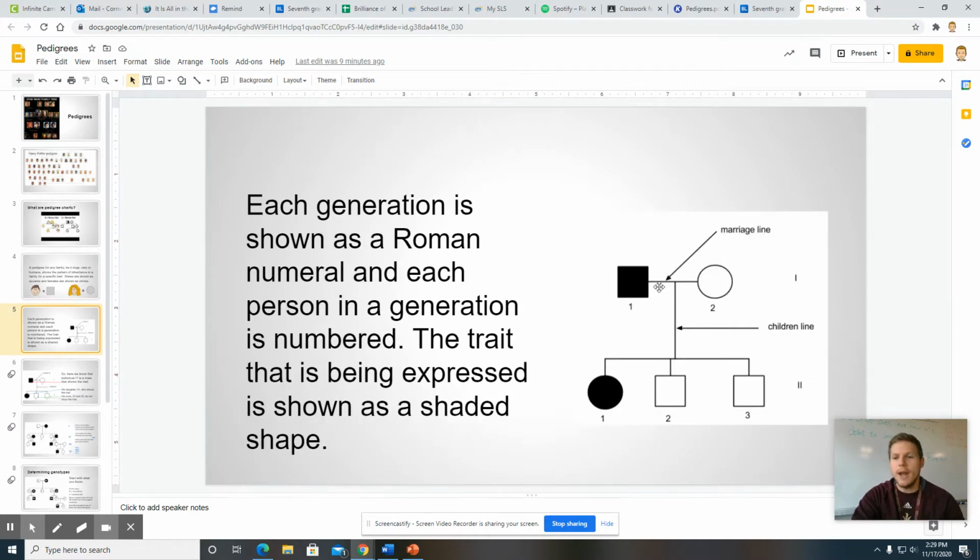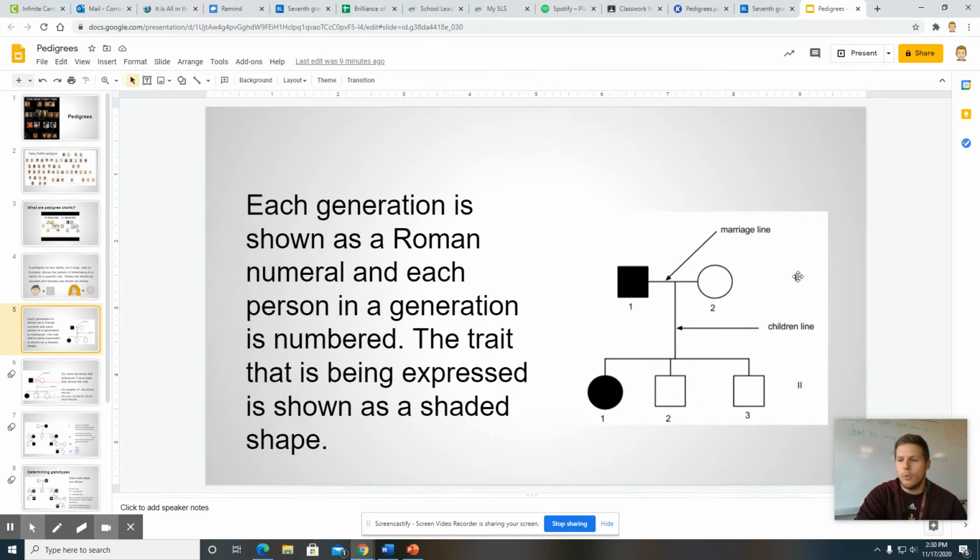Now, each generation that you guys see right here is shown with a Roman numeral, and each person in a generation is numbered. The trait that is expressed is shown as the shaded shape. So let's say that it is brown hair or normal feet is what the example is going to be using here. Now, this is the first generation, parental generation. This is the marriage line, just to show you that this is where the trait comes from. And this is to show you that their trait has literally been passed down. And as you can see here, the father shows the trait. The mother does not. And in the next generation, generation 2 right here, their children, the girl shows the trait, but the 2 boys do not.